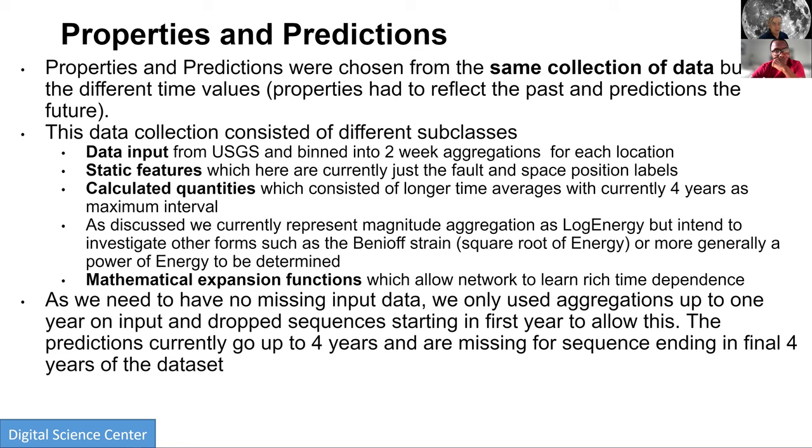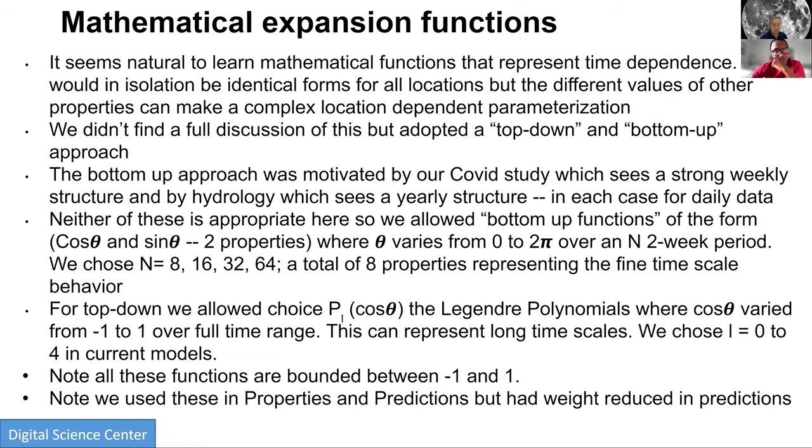Now, something which I added, which may or may not be a good idea, is mathematics. Namely, I allowed my network to include simple time-dependent functions. I started off with constants and linear functions, because that was a natural label of the time index. But now I realized that probably it'd be good to have quadratic functions in time and cubic and so on. And I'll come back to that. And I already explained this issue of having no missing data. All right, so here are the mathematical expansion functions.